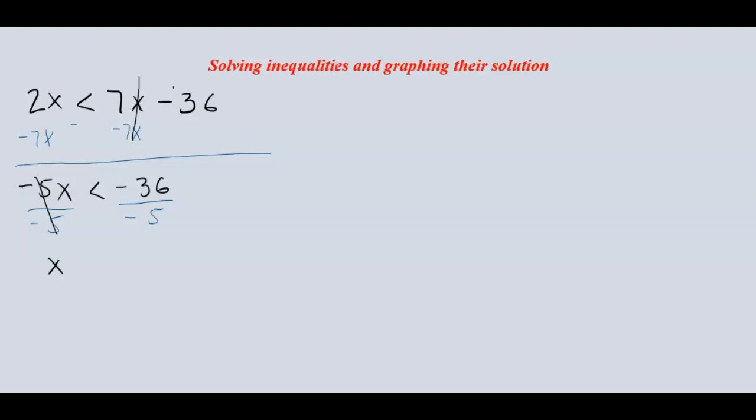Now, because I divide by a negative number, which is negative 5, I have to flip the inequality sign. So over here was less than, now it's going to become greater than, and then negative over negative becomes positive. So 36 over 5. We cannot simplify this, so we'll leave it as it is. So that's the solution. Okay, so let's do one more.